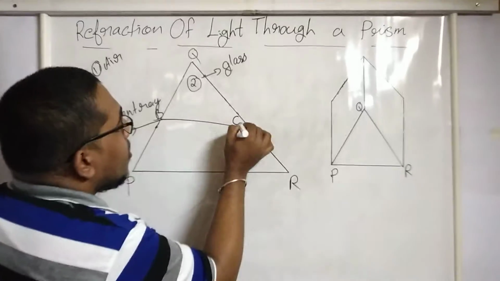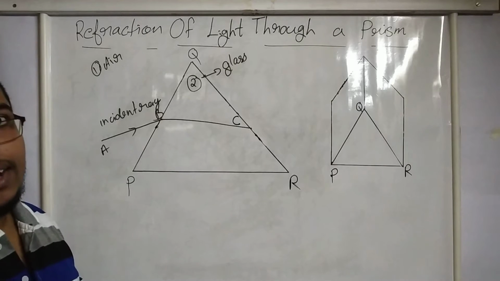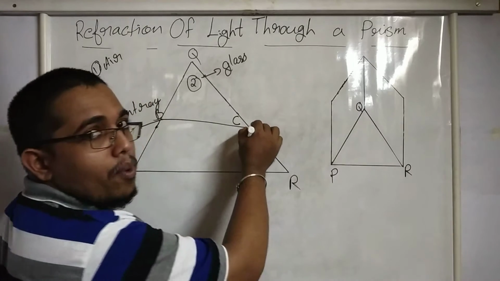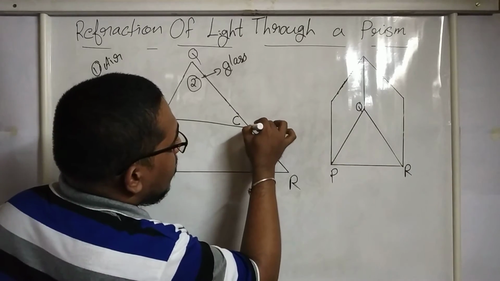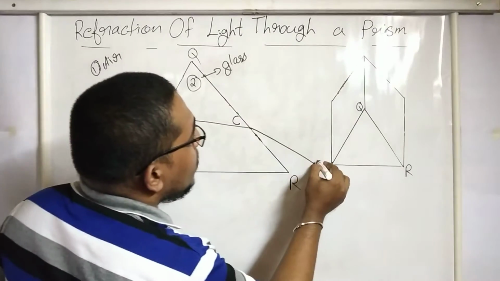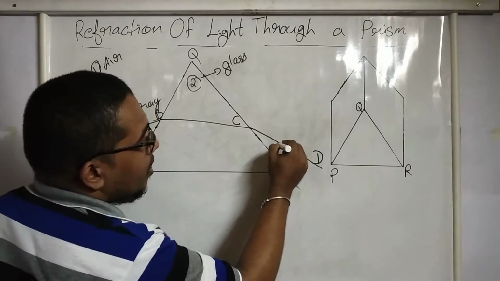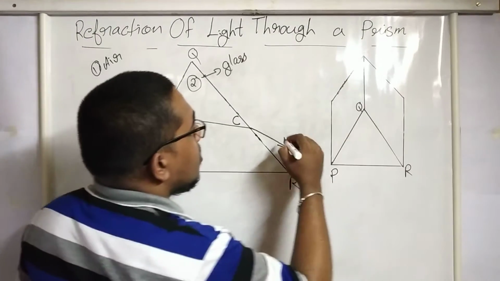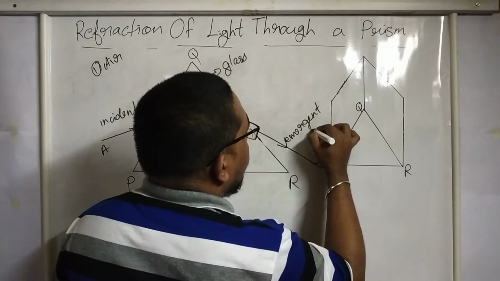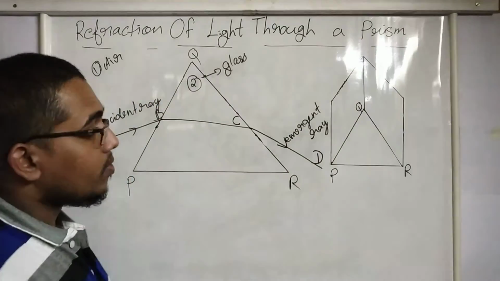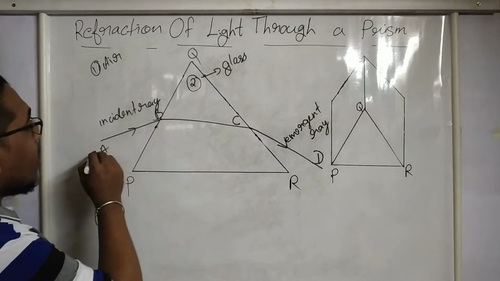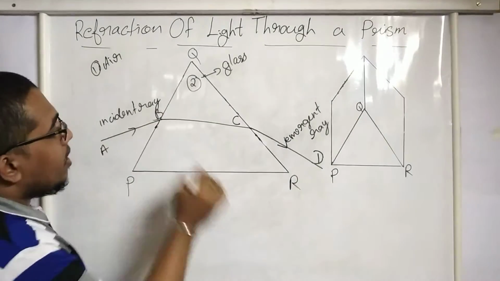Now BC is what we call the refracted ray. Clear? Again, from this point C the light emerges out like this. This is another refraction, right? So it can be given as CD. This ray CD is what we call the emergent ray. Clear?